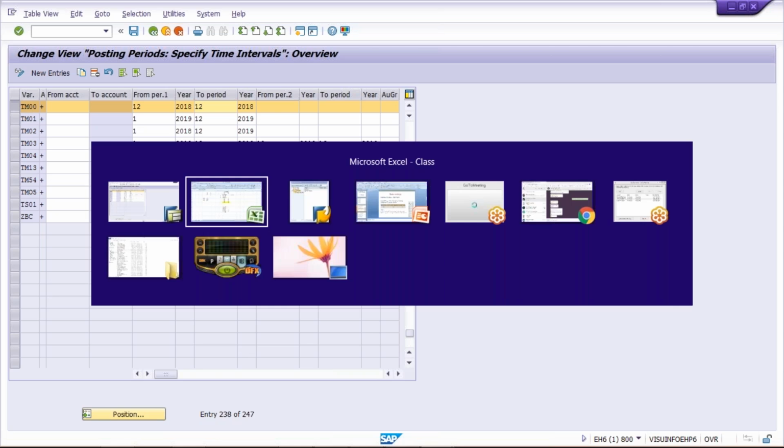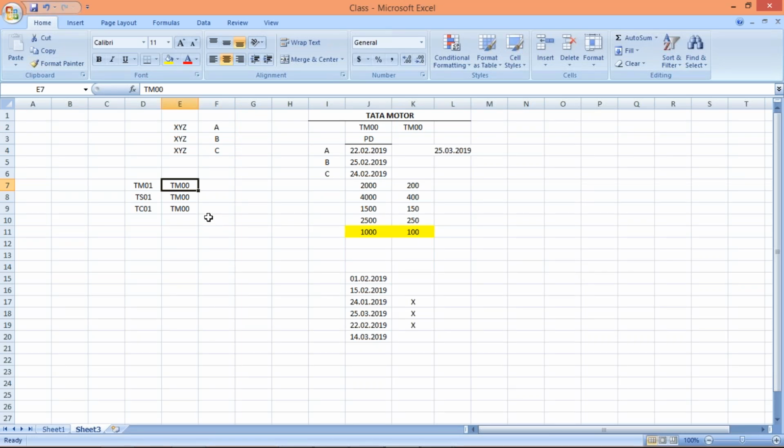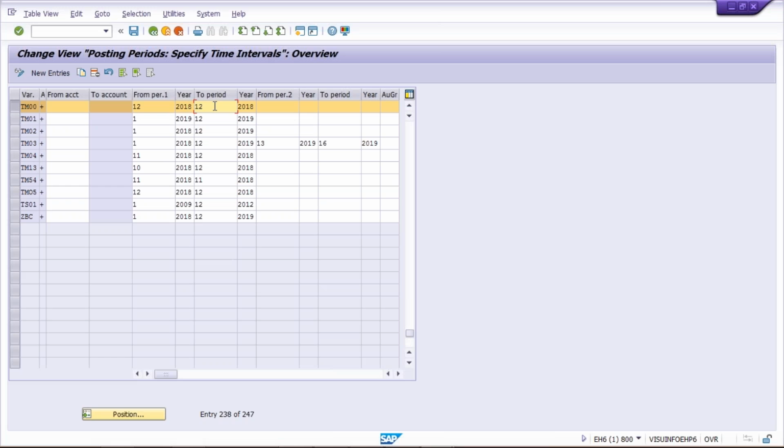So the answer is yes, the posting period variant is a reusable transaction, guys. Let's suppose Tata Group has 100 company codes, meaning 100 subsidiaries, right? If we open this posting period, let's suppose the 12th period, company code wise, then the same activity you have to perform 100 times. Every month end we open the next period. So against all 100 company codes, we have to open the period one by one, right?